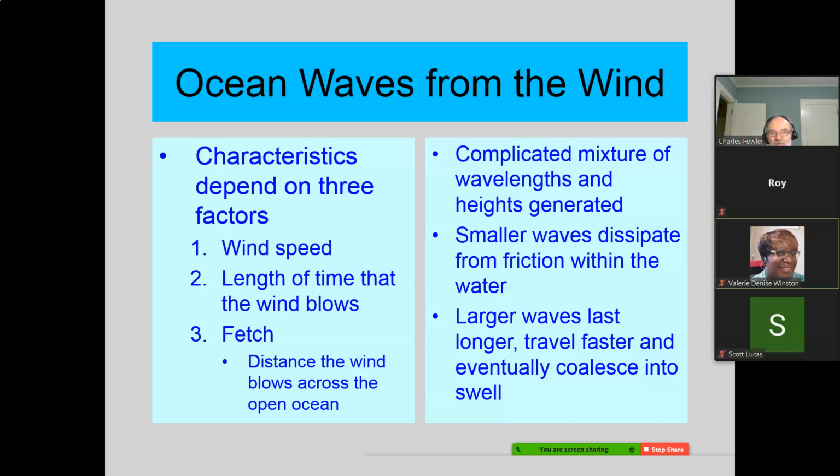So smaller waves will dissipate from friction within water. Larger waves will too, but it just takes them a longer time to dissipate. Smaller waves dissipate fairly quickly. The larger waves typically last longer, they typically travel faster, and they eventually coalesce, and this is what I was talking about, into a swell. Okay.